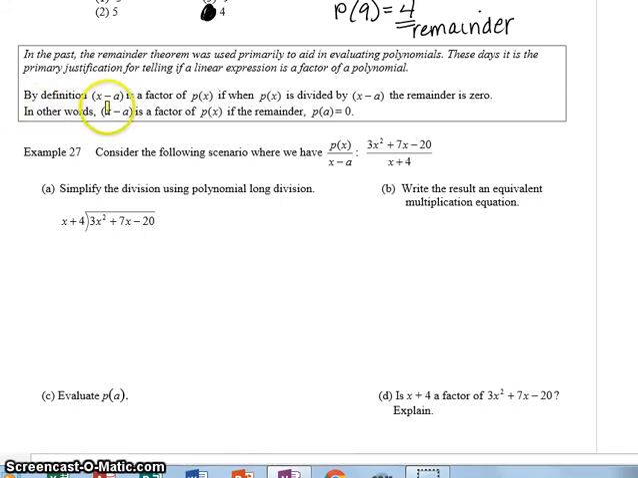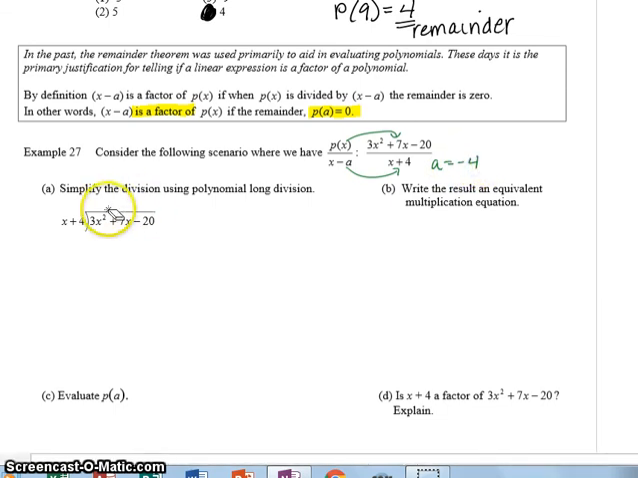If x minus a is a factor of p of x, if the remainder p of a is equal to 0. So it's a factor if p of a is equal to 0. Okay. So, example 27. Remember, this is your p of x, this is your x minus a. So don't forget, a is -4 up there.